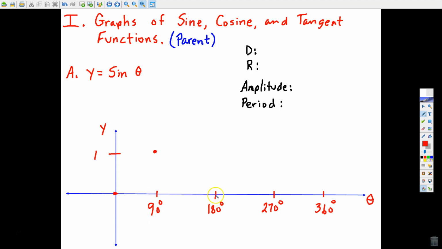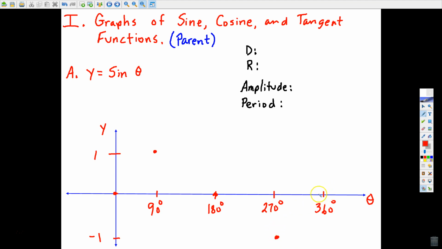Okay, let's move to 180 degrees. Evaluate sine 180. If you look at your unit circle, the y coordinate for that ordered pair at the 180 degree angle is 0. So once again, when we input 180 degrees, we get an output of 0 for y. When we go to the 270 degree angle, that's down on the negative y-axis. The y coordinate for that angle, sine of 270 degrees, is negative 1. So we input 270 degrees, and the output will be negative 1.